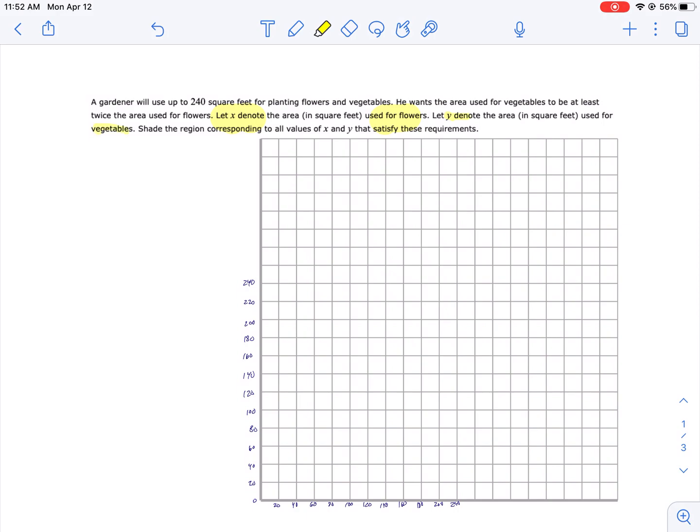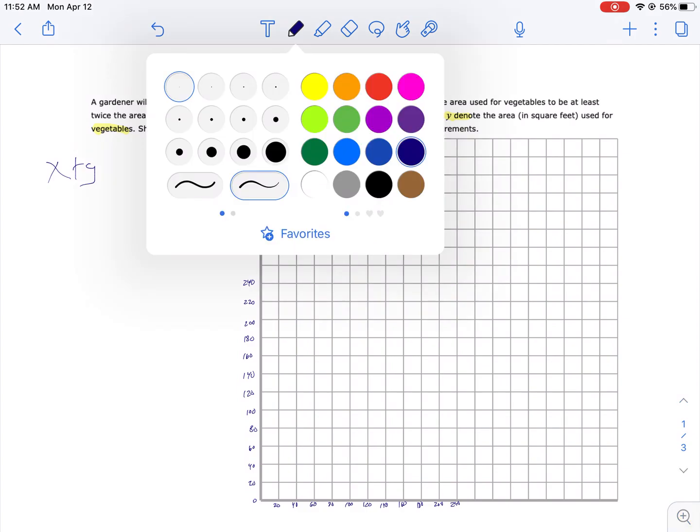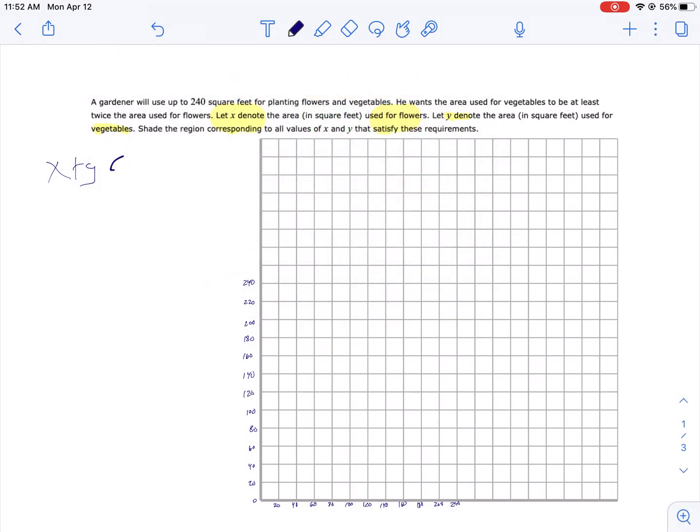So we have up to 240. You did this part right when you graphed it. X plus Y is going to be less than or equal to 240. Got an extra tick mark on there. Let me take that out so it's not so confusing. So this one you graphed correctly.